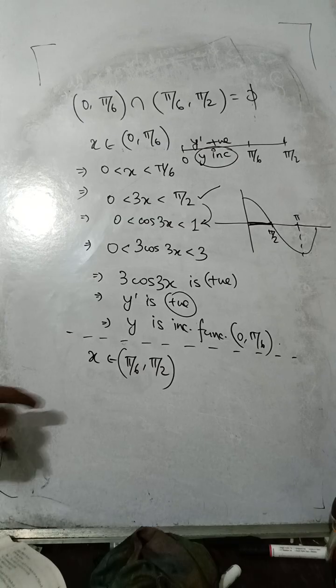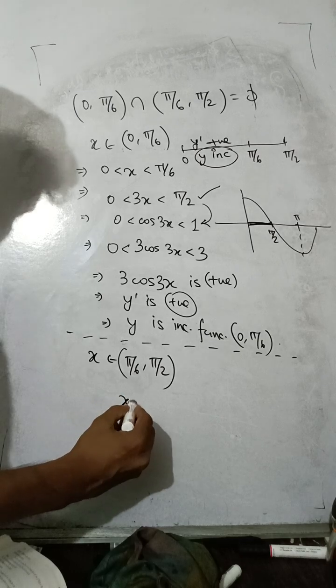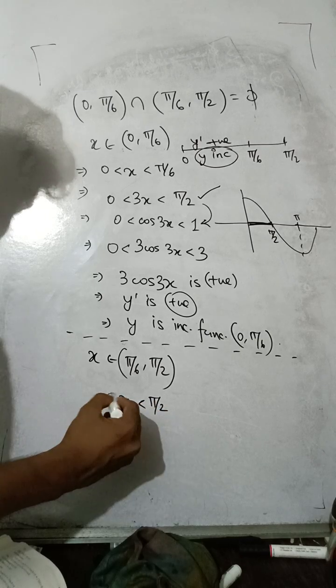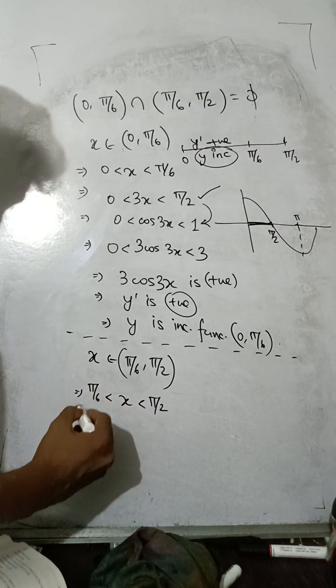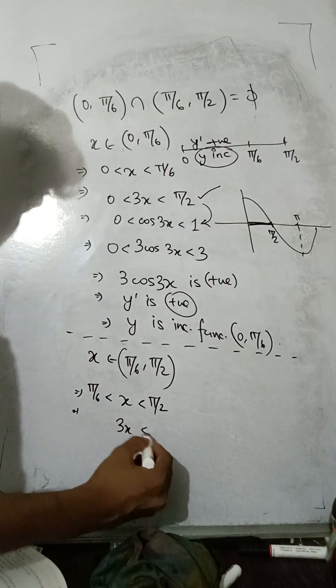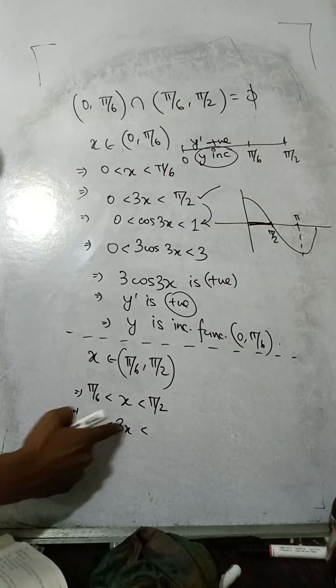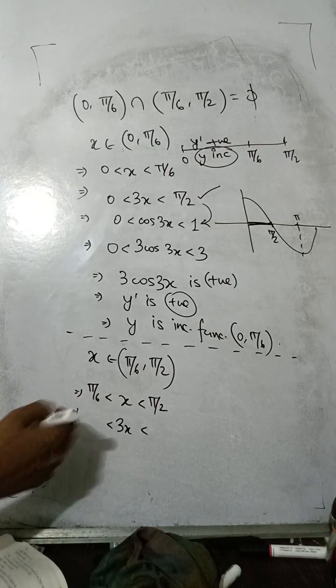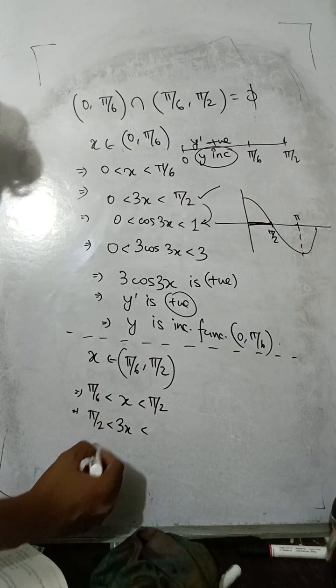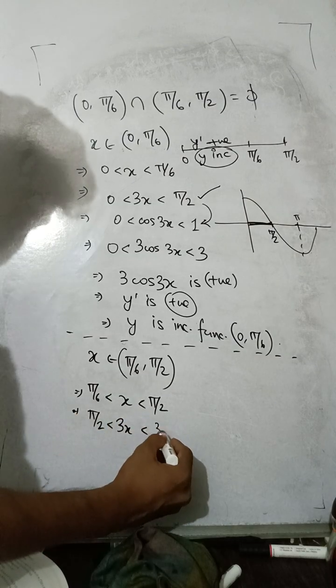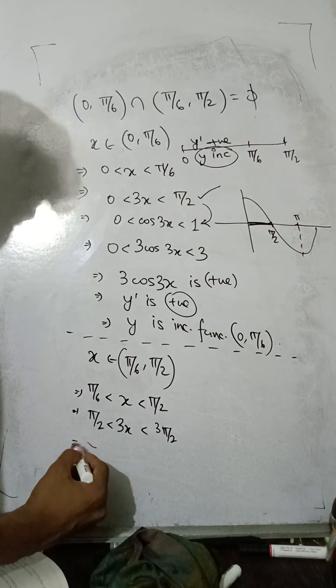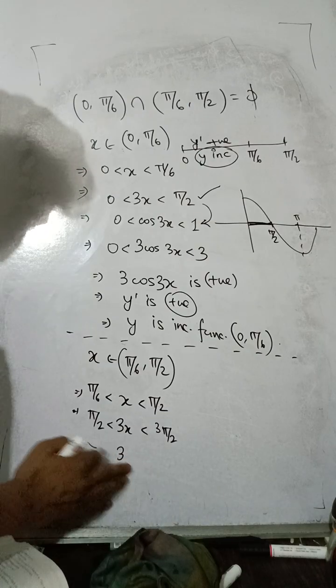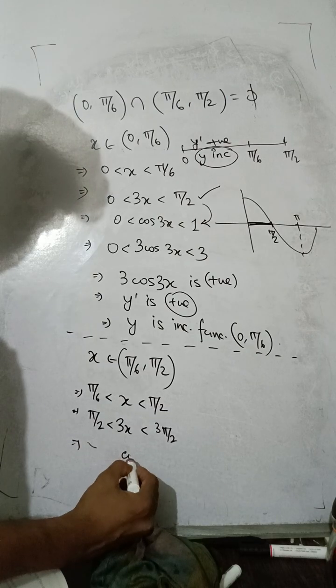So x is now between pi by 6 and pi by 2. So what about 3x? Let's multiply the entire thing by 3: we get pi by 2 and we get 3 pi by 2. And what about cosine 3x?